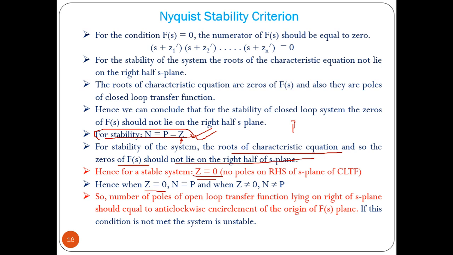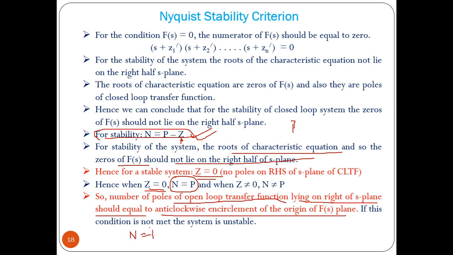If we want to make Z equal to 0, N should be equal to P always. If Z is not equal to 0, then N will not be equal to P, and the system is not stable. So the number of poles of the open loop transfer function lying on the right side of the S plane should equal the anti-clockwise encirclements of the F(s) plane. Then the system is stable, otherwise unstable. Let us take an example.